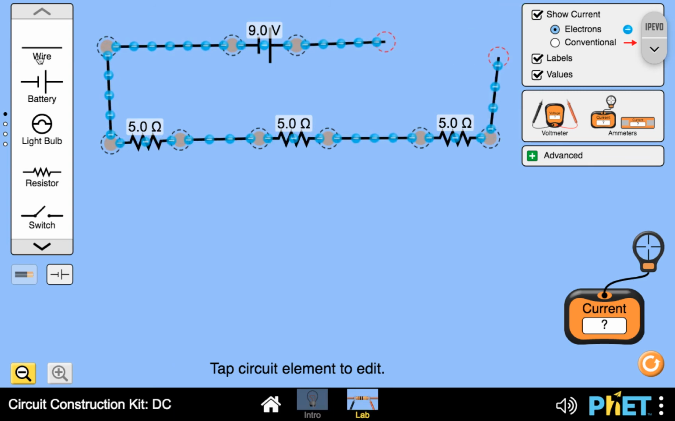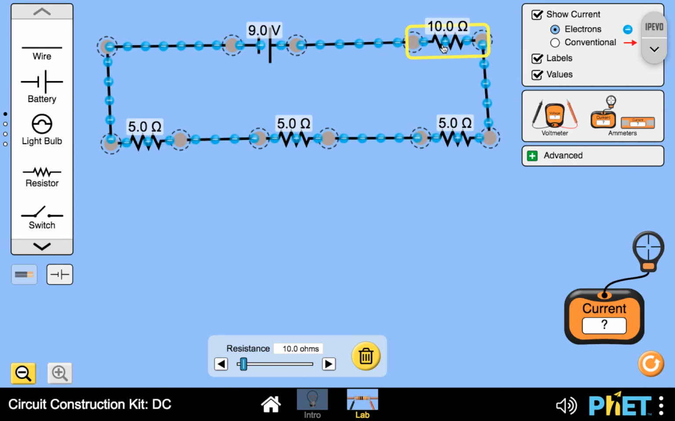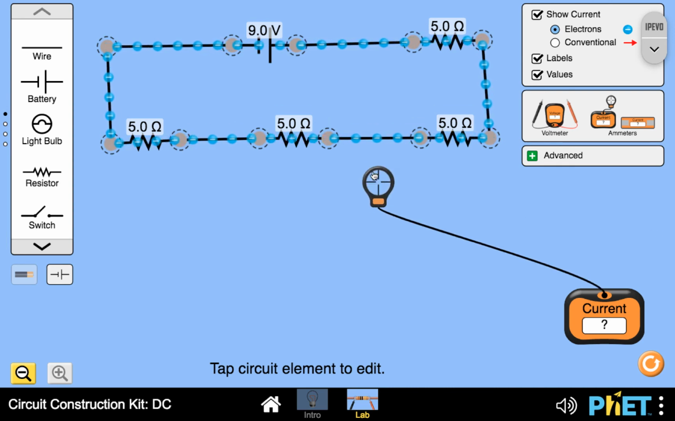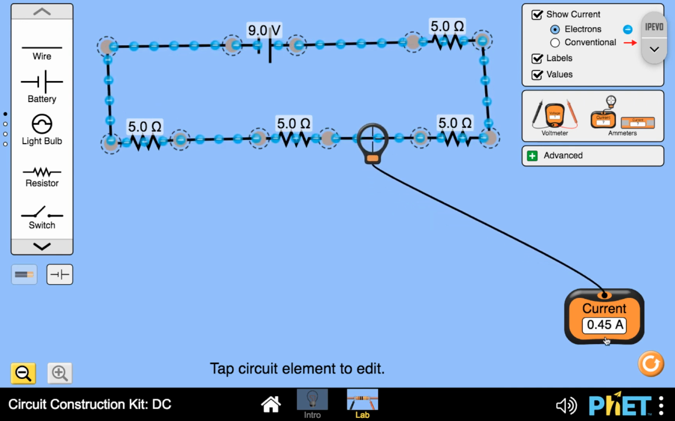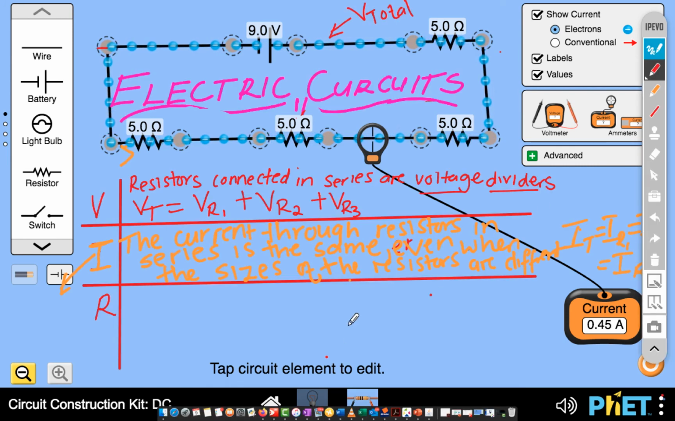So if we add another resistor here, we should remember from Ohm's law that the resistance of the circuit is linked to the current. In other words, if the resistance increases, then the current will decrease. If the resistance decreases, then the current will increase. So here we added another resistor and let's check our current. Remember, it was 0.6 when we had 3 resistors connected in series. Now we can see our current is 4.5. This means that it decreased from 0.6.